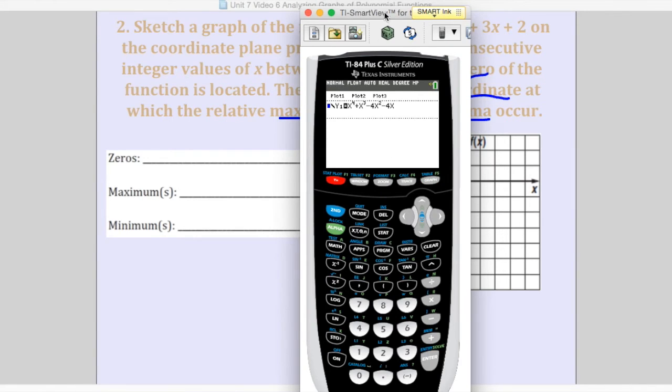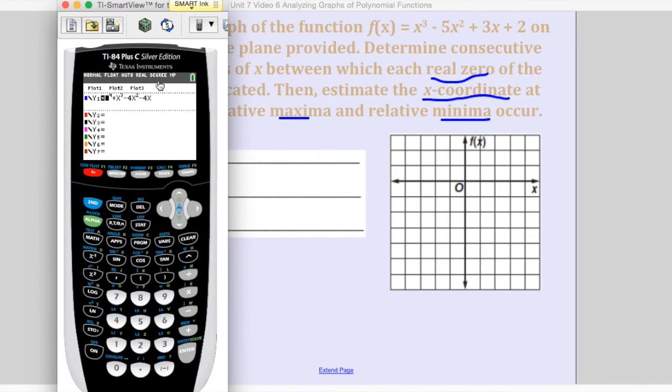So we go to y equals first. Okay, we already used this function. We don't need it anymore, so we're going to clear it out. So clear, and now I'm going to type it in again. X to the third, arrow over, -5x to the second, plus 3x plus 2.